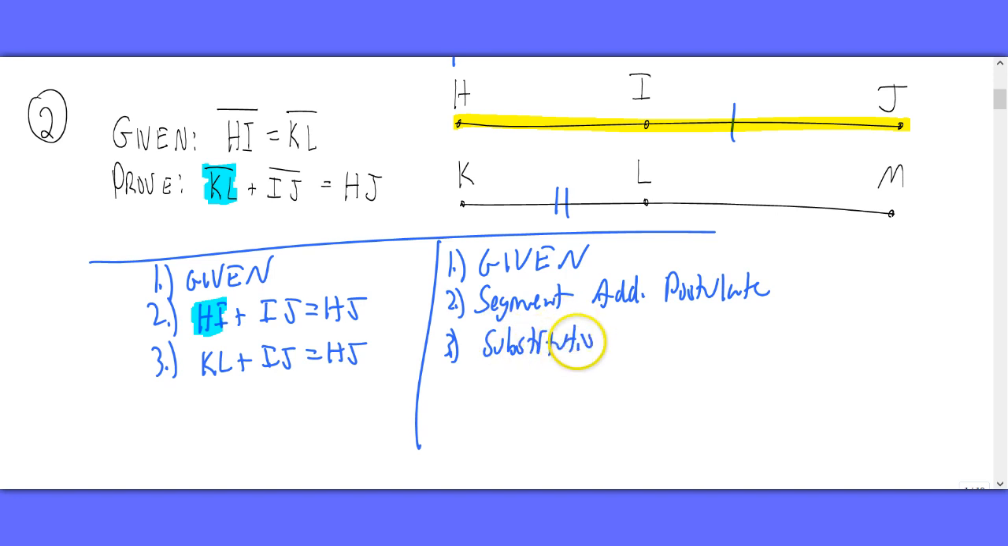The substitution property of steps 1 and 2. Step 2 is where we got that equation from. Step 1 is where we got the fact that HI and KL were equal to each other. So here is our proof number 2.